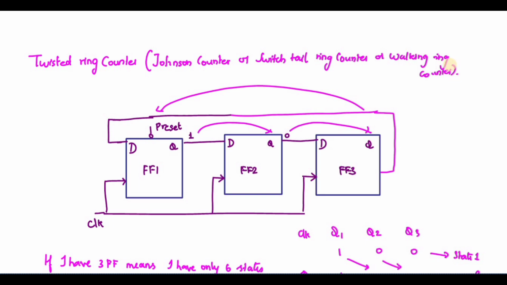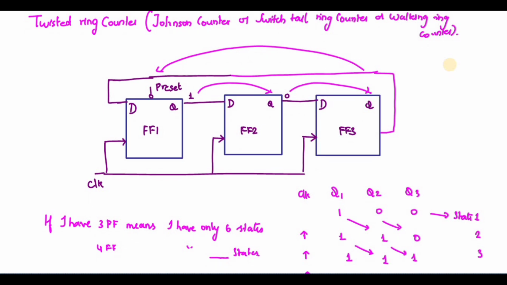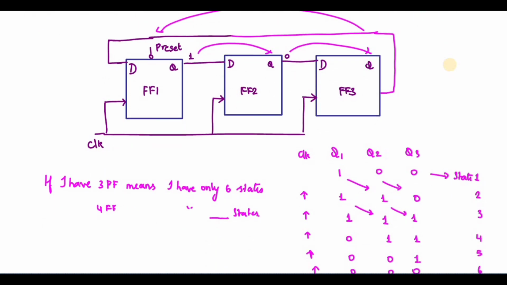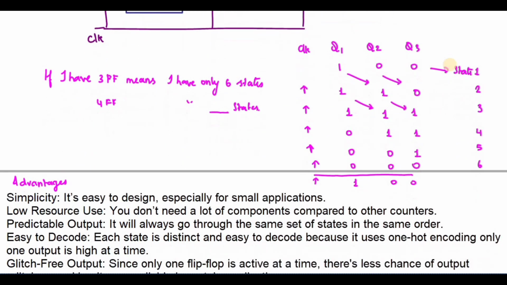Here also there are advantages. It is very simple, and it uses very low resources, and you will get a predictable, glitch-free output, and it is easy to decode. Similar to the advantages of the twisted ring counter, right?